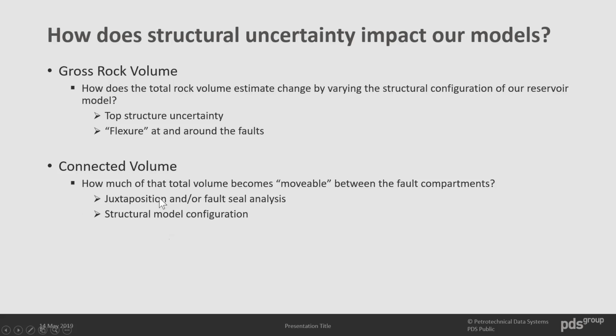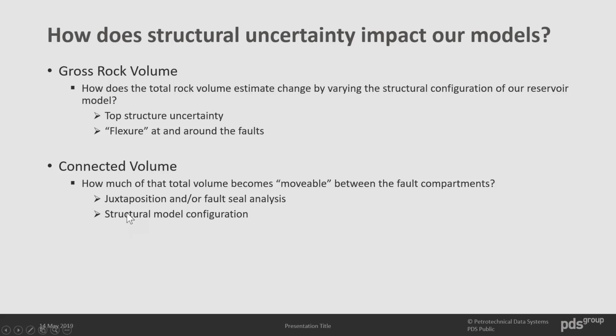But more importantly, what we're concerned with is the connected volume. So how much of that total in-place volume then becomes movable between the fault compartments? And traditionally, what people tend to do is look at the juxtaposition of the reservoir and the fault zone analysis. So they take that single base case, that single configuration of our fault compartments, and look at how the reservoir is connected across the fault there. And if you see reservoir across reservoir, you can then take it a step further and do fault zone analysis. But this is all assuming that single base case is correct.